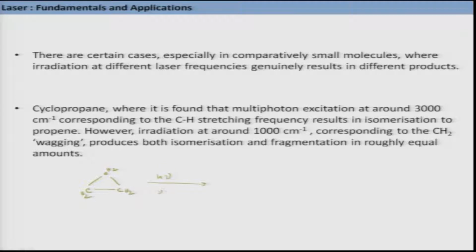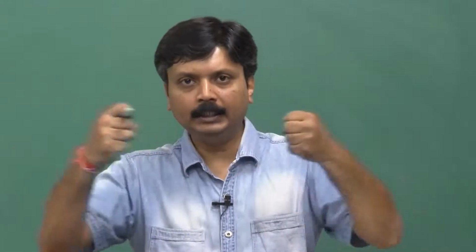So, if you excite it by a photon where nu is approximately 3000 centimeter inverse, this will lead to the stretching of the CH bond, and because of that you end up getting propene, which is CH3 C double bond C, this. Okay. Now that is for this 3000 centimeter inverse, but if you irradiate at around 1000 centimeter inverse corresponding to the CH2 wagging. Okay. So, we were talking about the CH stretching.